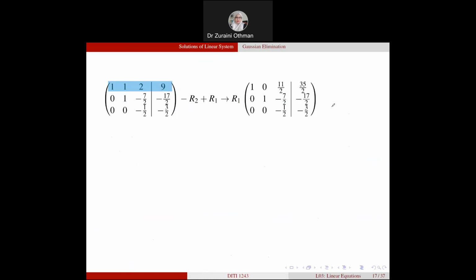Okay, then after we get this, the next tip is to make this a 1. How to make this a 1? We have to multiply R3 by negative 2. So here when we multiply it by negative 2, it becomes 1.